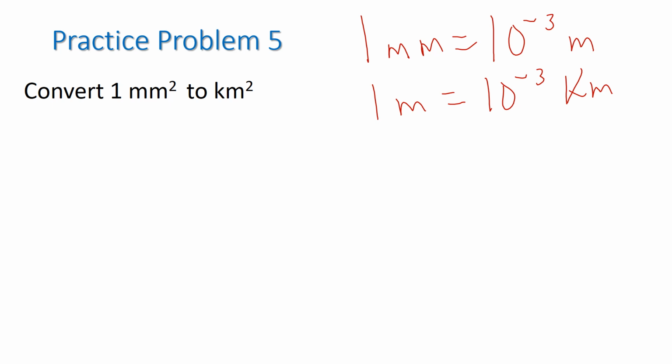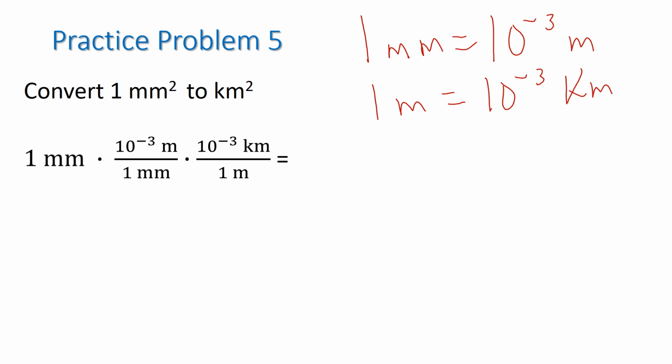So using these fractions, I will say that in 1 millimeter, there are 10 to the minus 3 meters. And in 1 meter, there are 10 to the minus 3 kilometers. You'd see it'd be the same thing if instead I had chosen 1 meter is 10 to the third millimeters, then this 10 to the third would be on the bottom. It would still work out to be 10 to the minus 3 because it would be in the denominator.